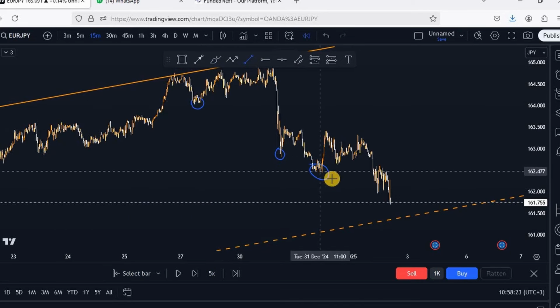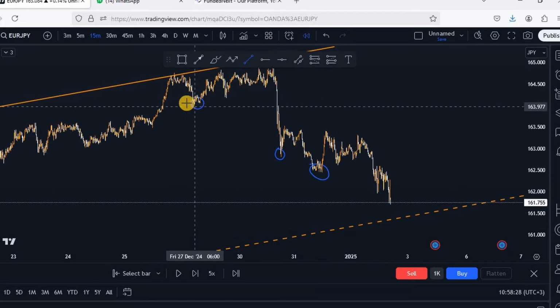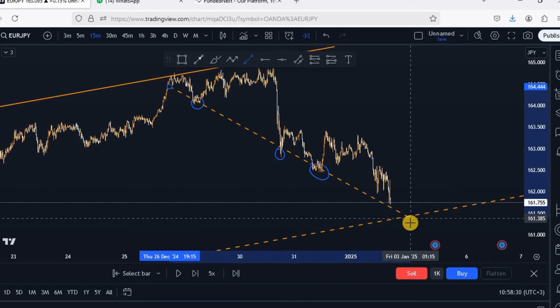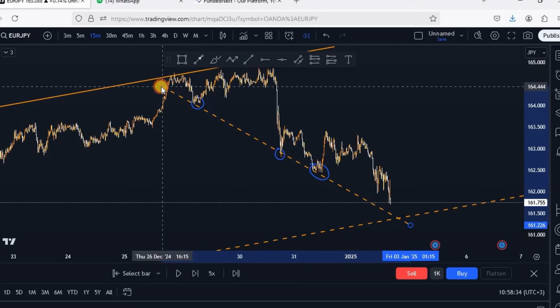So I already have my 3 pivot points, so I plot the line. Now see, this is a support I'm plotting since it's a downtrend.